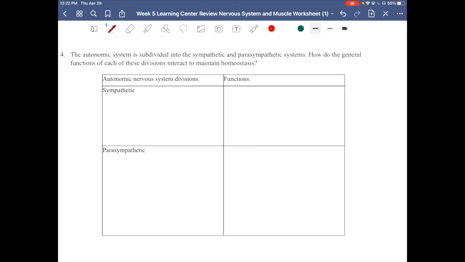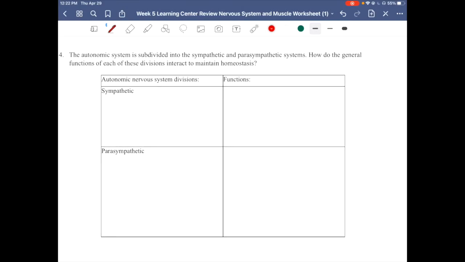All right, next we'll be looking at another subdivision. So within the autonomic nervous system, we have two divisions, the sympathetic and the parasympathetic. How I like to think of this is for the sympathetic, I like to think of fight or flight. And then parasympathetic, I like to think of rest and digest.